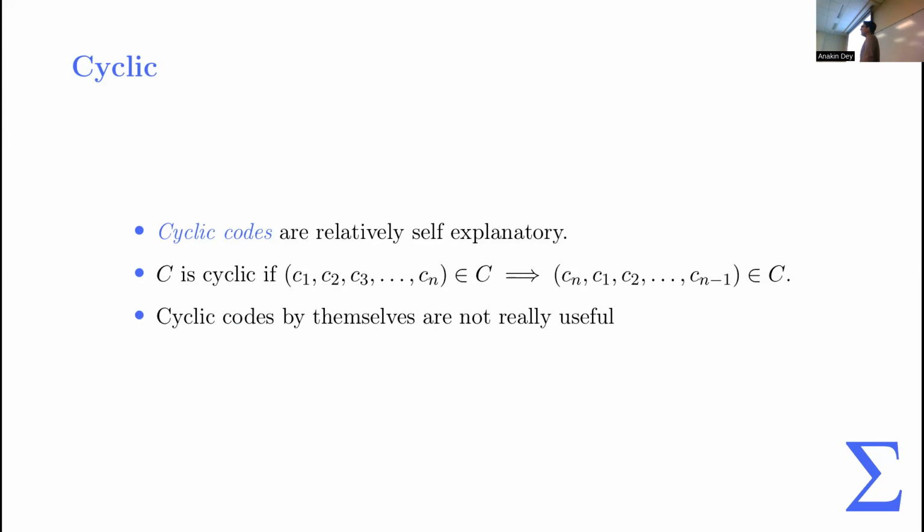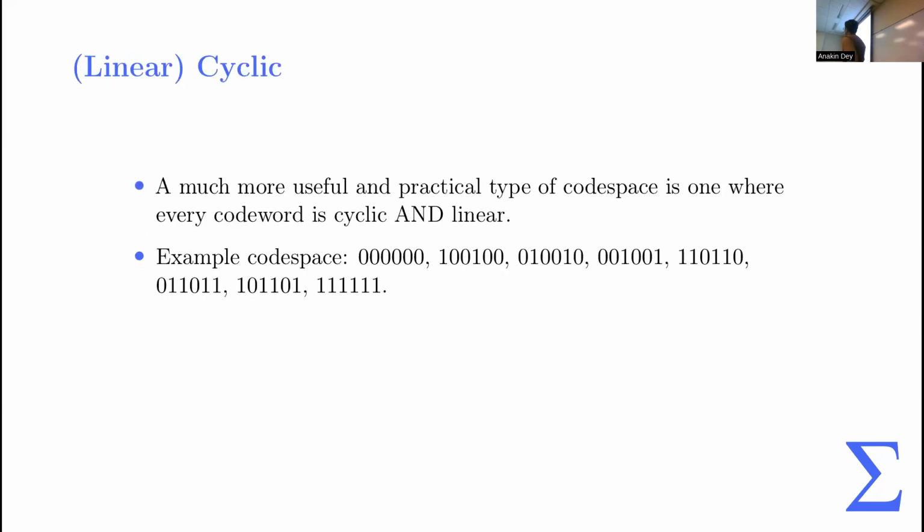That's not really useful though, because you can imagine an example, and maybe I should have made one, where you've got a cyclic code, but it's not linear. If you take a cyclic code, you add 2 of them together, and you don't get a code that's still in your code space. So usually when we talk about cyclic codes, most people are talking about linear cyclic codes. And oftentimes you'll see people talking about cyclic codes, and they really just mean linear cyclic codes. Because cyclic codes by themselves are kind of useless.